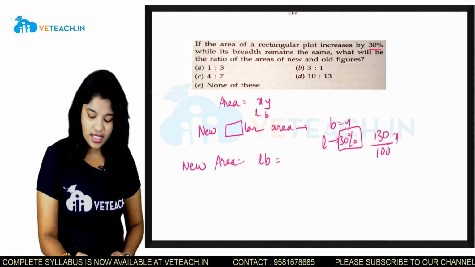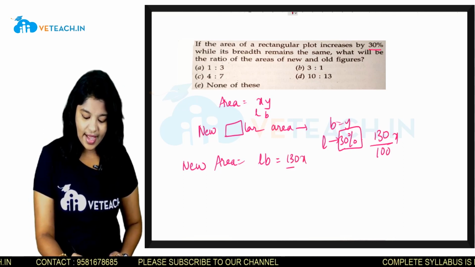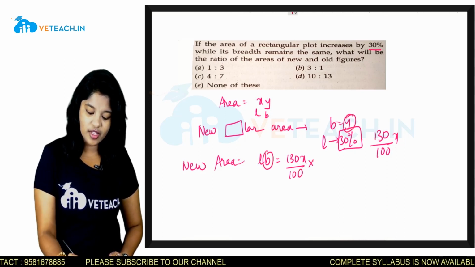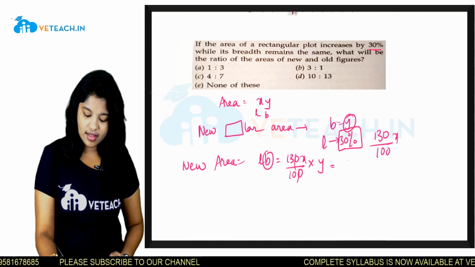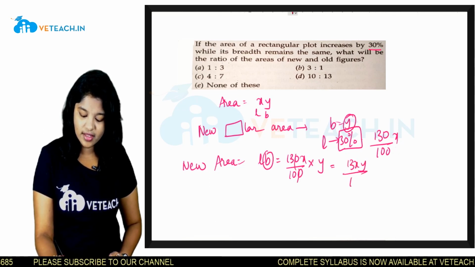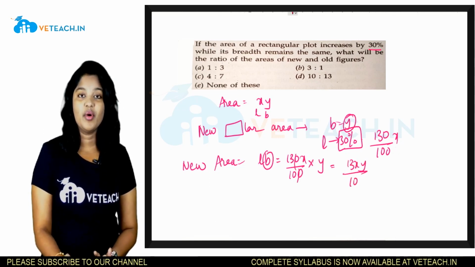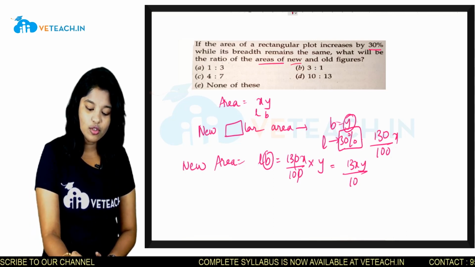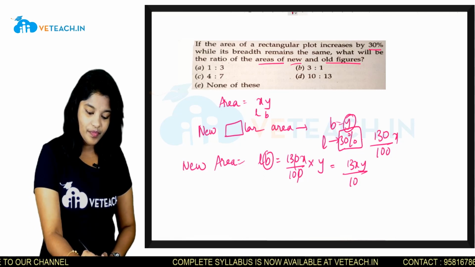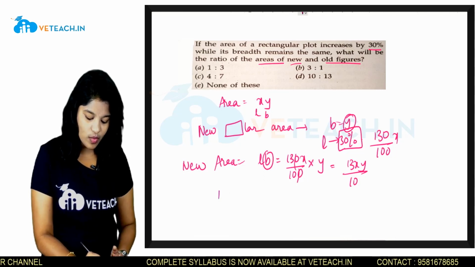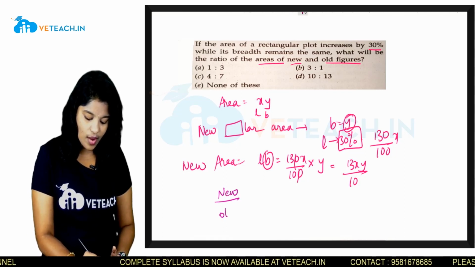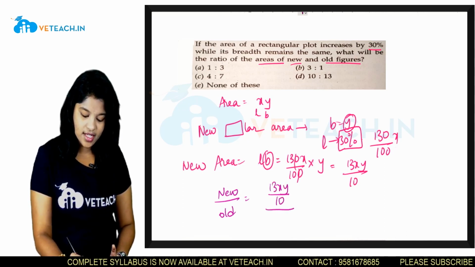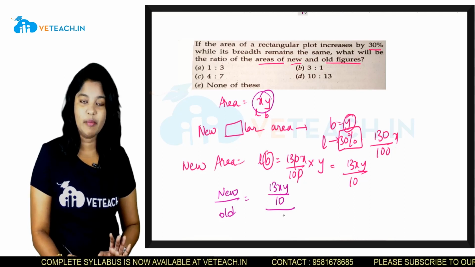130x by 100 into the breadth, which remains the same, that is y. So it is nothing but 13xy by 10. It is our new area. Now they asked us to find the ratio of the new to the old ones. So the new area to the old one is equal to the new area 13xy by 10 divided by the old area, which is simply xy.